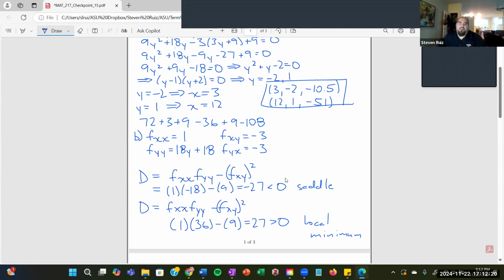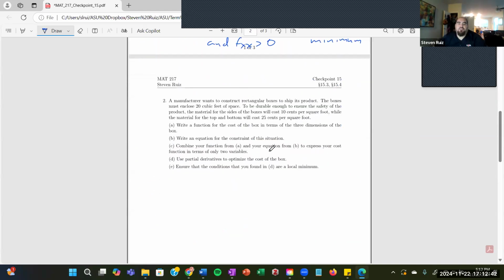So D is 0 and fxx is 0. So this one right here is a saddle. This one right here is a local minimum. All right, moving on to question 2.